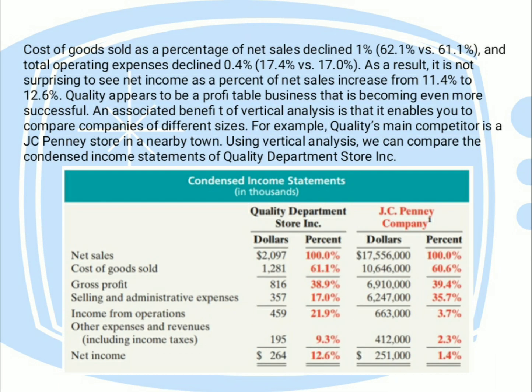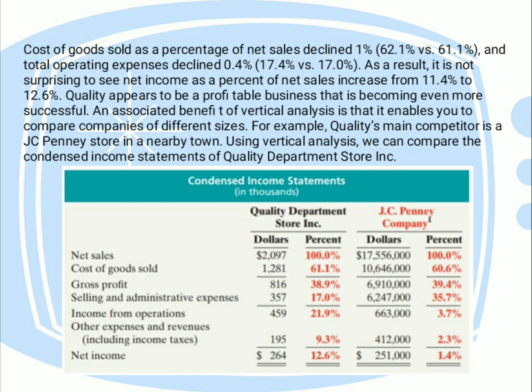Income statement. Cost of goods sold as a percentage of net sales declined 1% and total operating expense declined 0.4%. As a result, it is not surprising to see net income as a percent of net sales increase from 11.4% to 12.6%. Quality appears to be a profitable business that is becoming even more successful.